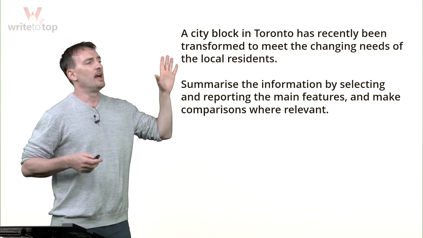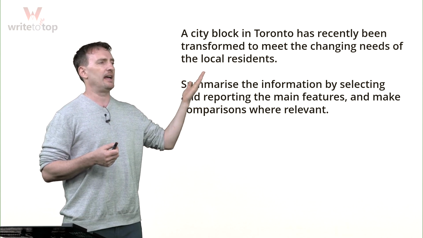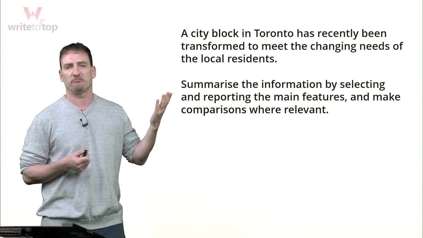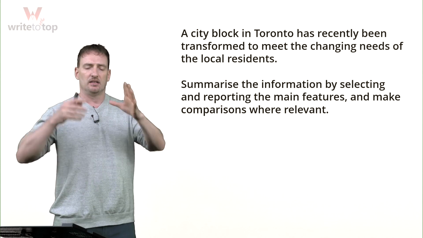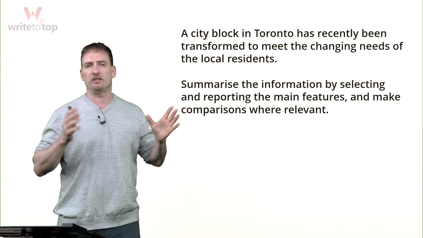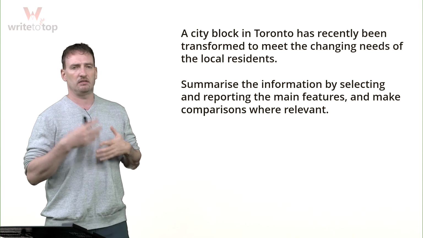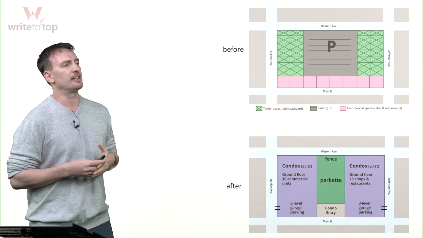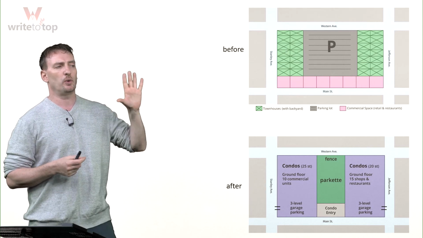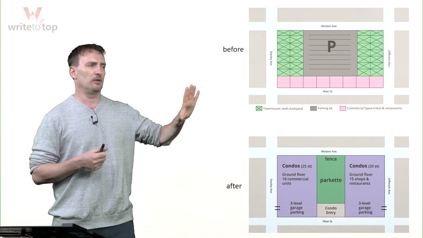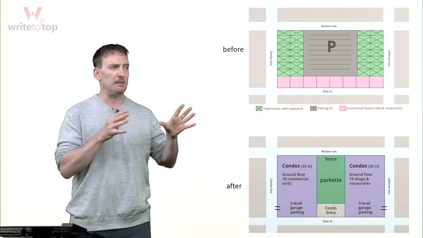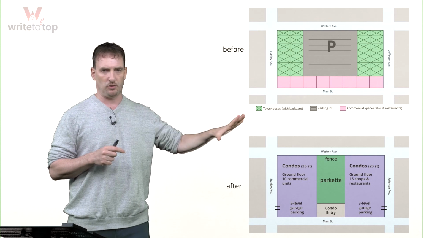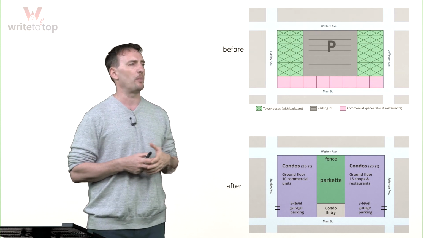A city block in Toronto has recently been transformed to meet the changing needs of the local residents. This is your task. There's a city block, it's being changed, residents need different things. Summarize the information, 150 words, etc. So here's what you're going to see. You're going to see two pictures. Now, it's a bit small here, you might not be able to see it very clearly. I'll point out the things. Again, go look at it in full size on my website.